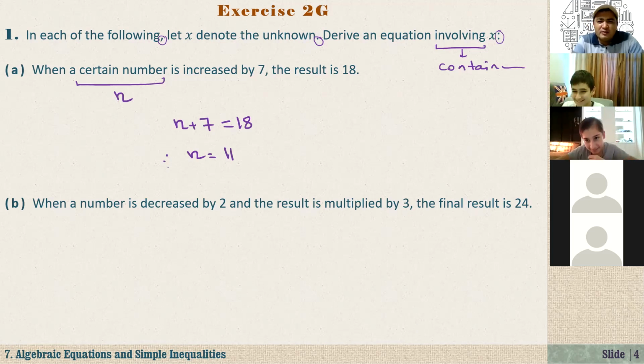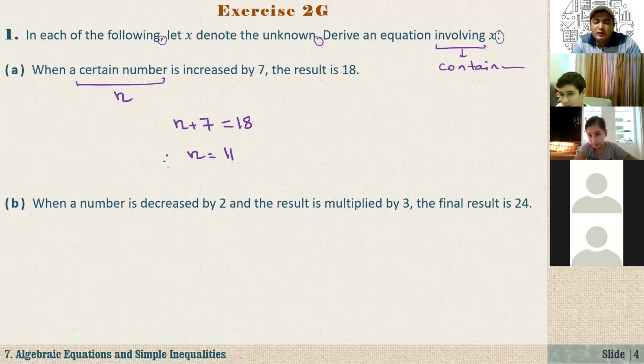Because they were reading like this: In each of the following, let X denote the unknown, derive an equation involving X. When a certain number is increased by 7, the result is 18. When a number is decreased by 2 and the result is multiplied by 3, and the final result is 24. So how do you understand this? There's a comma, there's a full stop and "and", right? So when you're reading, if you really want to understand, you need to follow the grammar rules. When a number is decreased by 2, stop a little bit. And the result is multiplied by 3, comma. The final result is 24. Okay, Adnan?